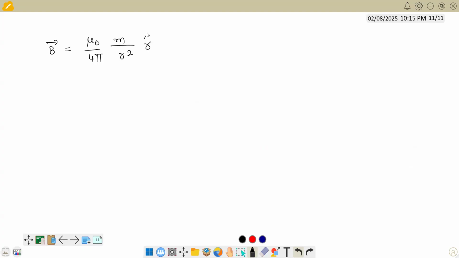And then I can write R cap in vector form. But if you want to write pure vector form, it is mu naught by 4 pi, M by R cube into R bar. If you notice, there is no other M here. In the force formula, we have mu naught by 4 pi, M1 M2 divided by R square.